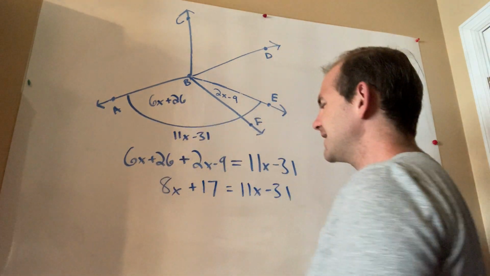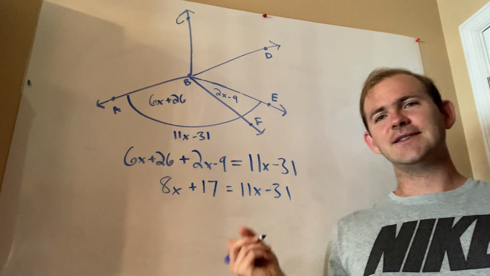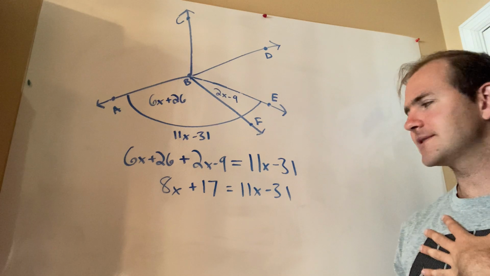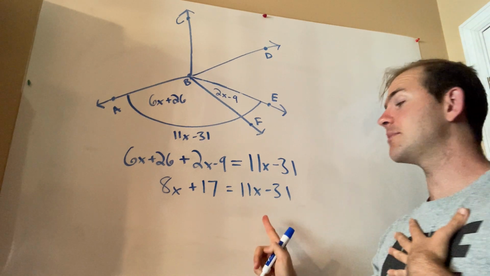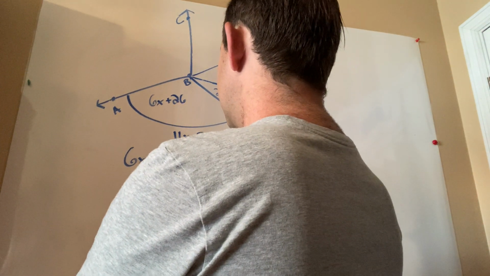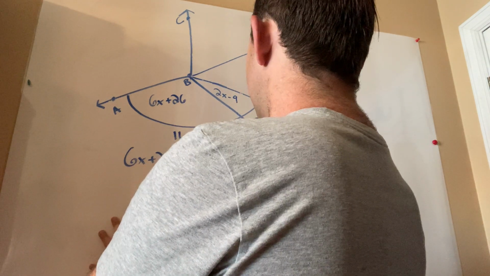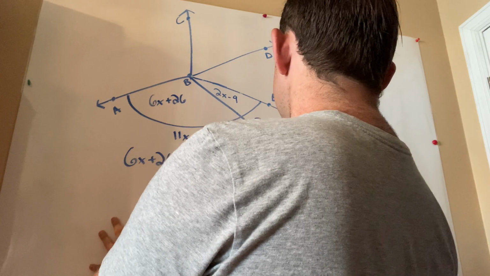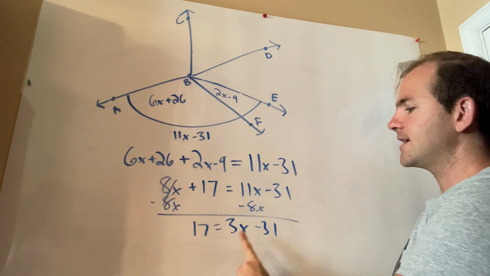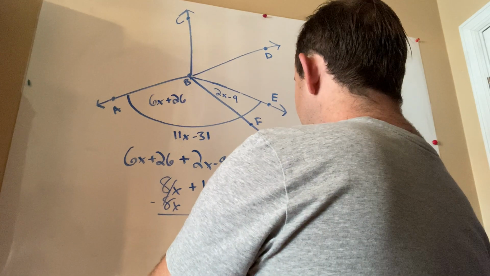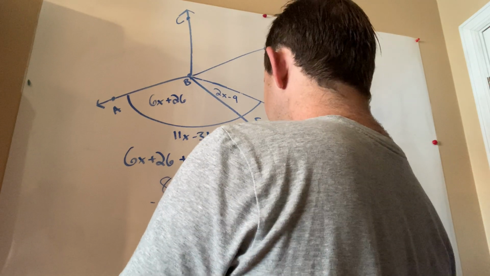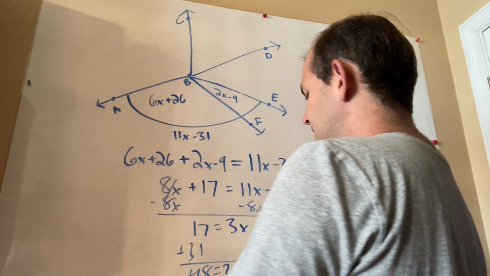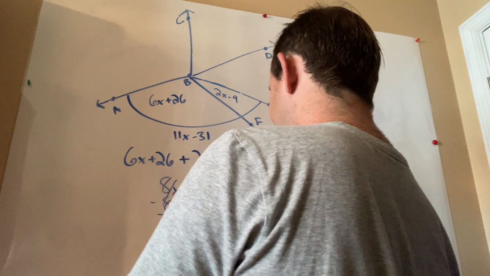All right, so then we get down to one of our old trusty favorites here, okay? How exactly are you gonna choose to solve this? My preference would be to get the x's on the right, because then you end up with a positive coefficient for x. So I'm going to subtract 8x from both sides. I get 17 equals 3x minus 31. Because I got all the x's on the right, I'm going to add 31 to both sides. And to get rid of a multiplied 3, divide, and I get x equals 16.